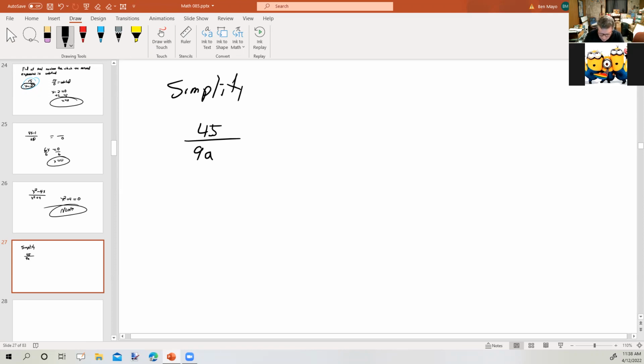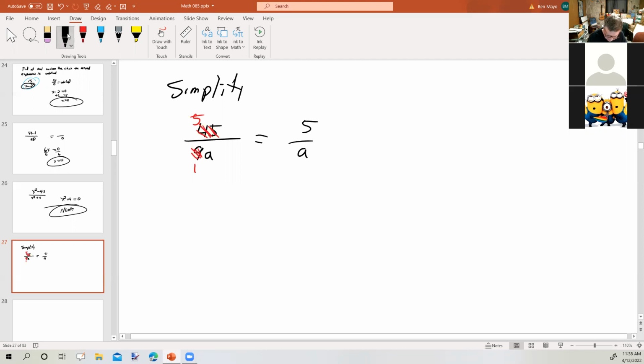All right, simplify. So basically, we're reducing a fraction, 45 over 9a. We can divide the top by 45, or excuse me, by 9 and get a 5. Divide the bottom by 9 and get a 1. So now we've got 5 over a. You do a very good job of crossing those out. All right, with that? Yes.